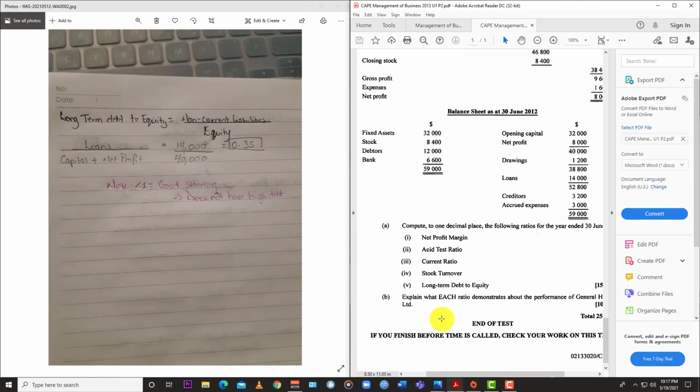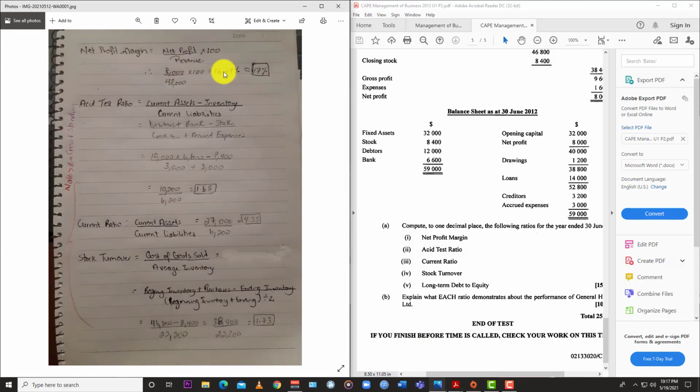Now part 2 is asking us to explain what each ratio demonstrates about the performance of General Hardware Limited. So let's go through them one more time to look at the performance. The net profit margin. What was the net profit margin? The net profit margin was 17%. Now this one would be good, because that means that the company is making a profit. So that's 17% on revenue.